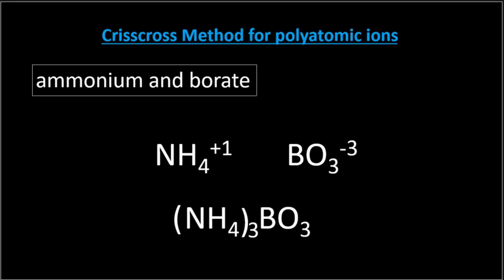for polyatomic ions. Realize if there is only 1 polyatomic ion, you don't need the parentheses. The only time you need it is if the subscript is more than 1.